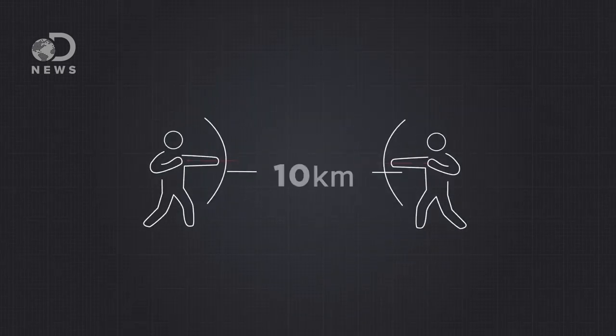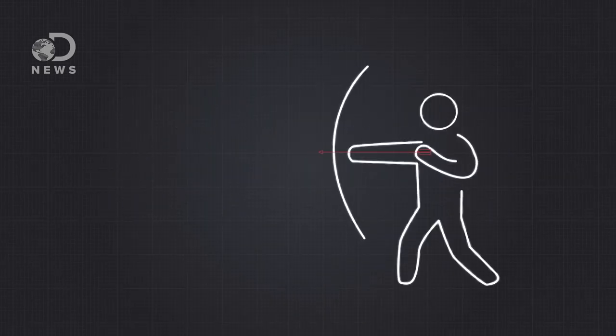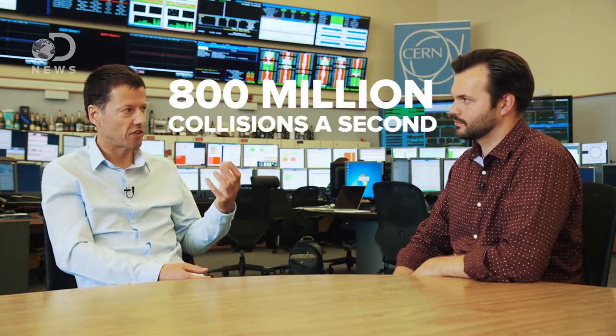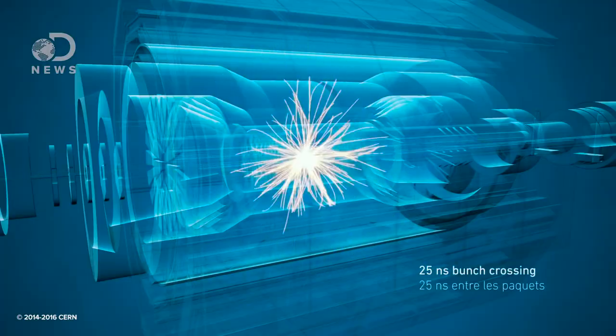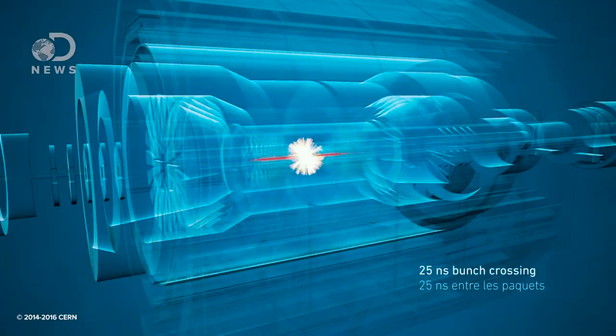It would be like standing 10 kilometers apart and trying to shoot two needle-thin arrows at each other so they hit halfway. So the key is to do this a lot. The target this year, just to put it in context, is about 800 million collisions a second. So we have to work hard to get that rate. Hundreds of millions per second is insane.